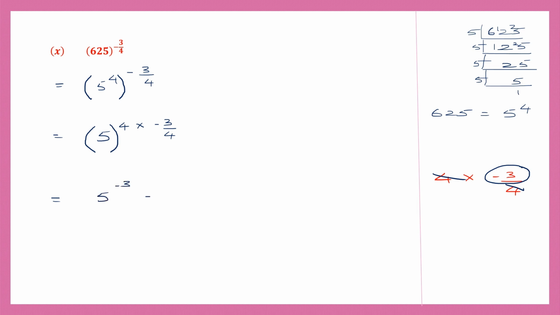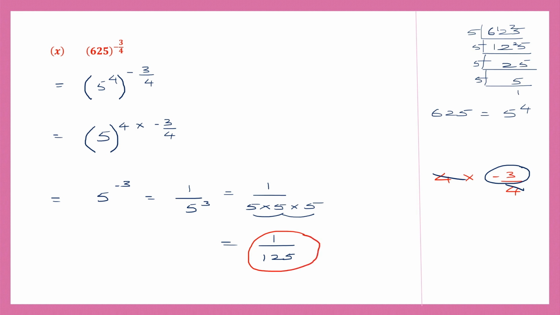So since this is a negative power, we can make it positive by writing the reciprocal, 1 by 5 raised to the power of 3. So this is 1 by 5 into 5 into 5. So 5 fives are 25, 25 fives are 125. So what is our final answer? 1 by 125.